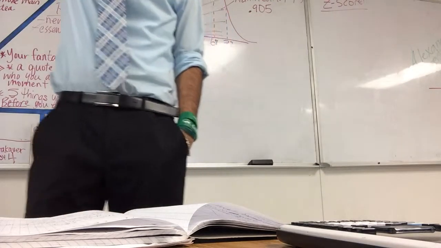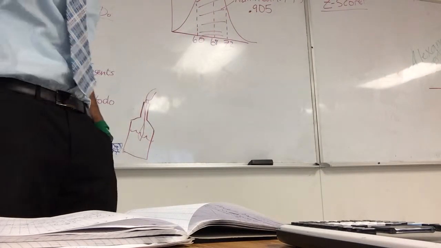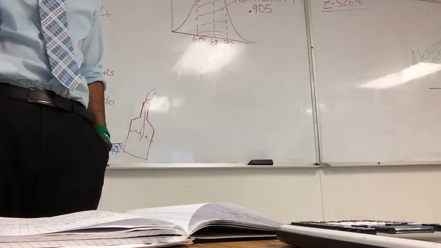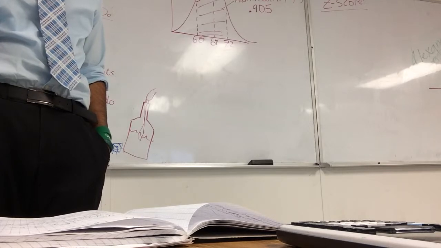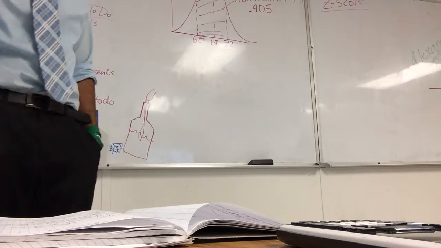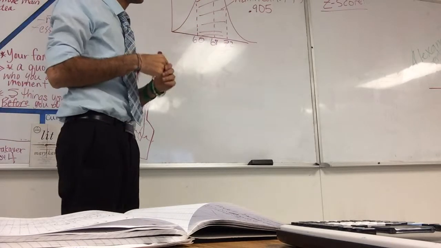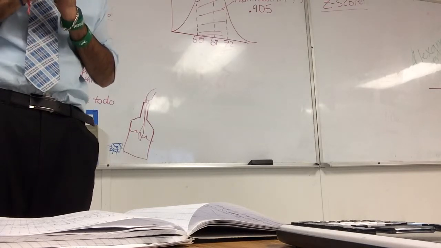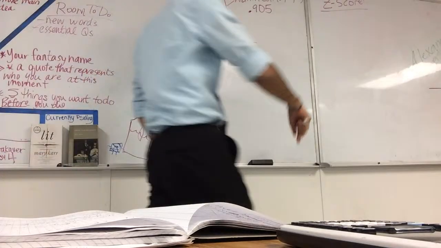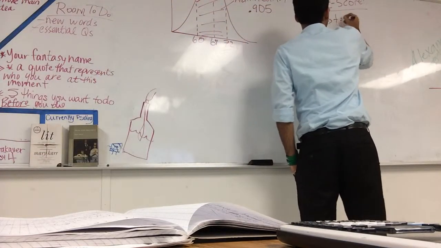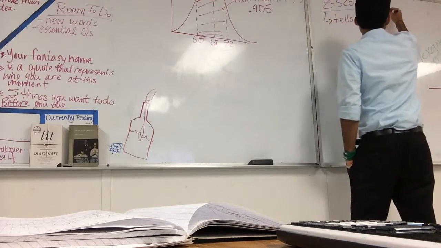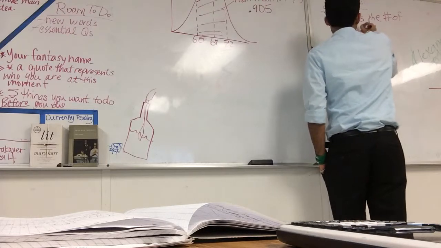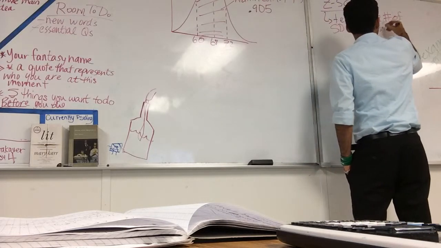And the z-score tells us this. If I tell you the mean, I tell you a number, like a score, and I tell you the standard deviation, you can tell me how many standard deviations away the number is from the mean. Let me explain what that means. The z-score tells us the number of standard deviations a value is from the mean.